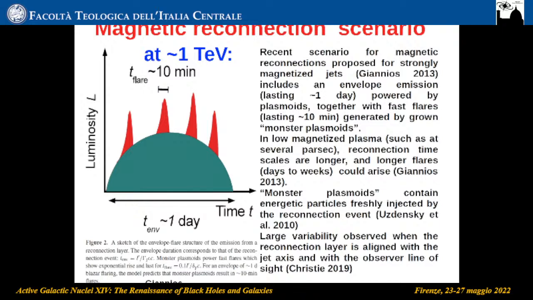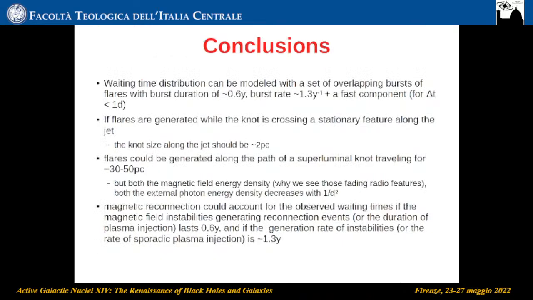Alternatively, you can assume that all that you are observing comes from reconnection, where the fast component comes from the plasmoid production, and that the burst rate and burst duration are due to the fact that the magnetic instability lasts for some time and has a certain rate, or that the plasma injection is sporadic. Okay, I finished.